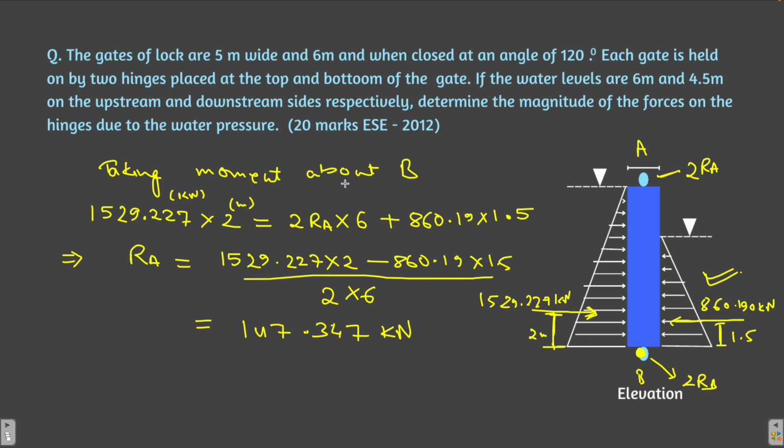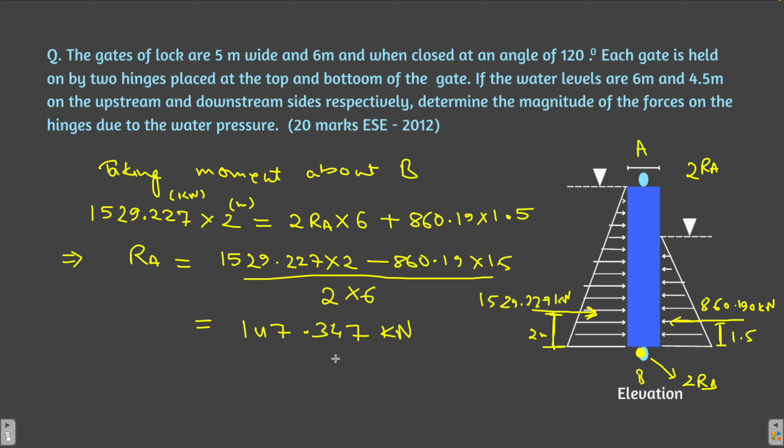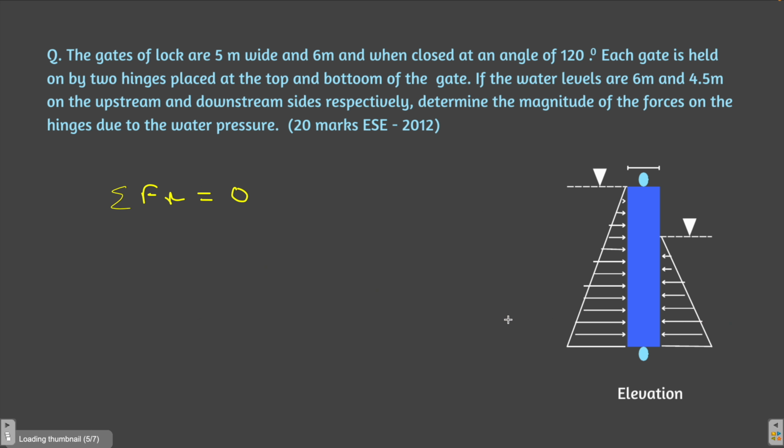Now similarly, if you take the moment about point A, you are going to get the reaction at B, or you can do one more thing. You take the summation of forces on both sides to be equal and you will get the reaction at B. Let's do that. The summation of forces in the x direction will be 0. We will take the summation of all the forces along the x direction equal to 0. So what is the force here? 1529.227. This is the force acting.